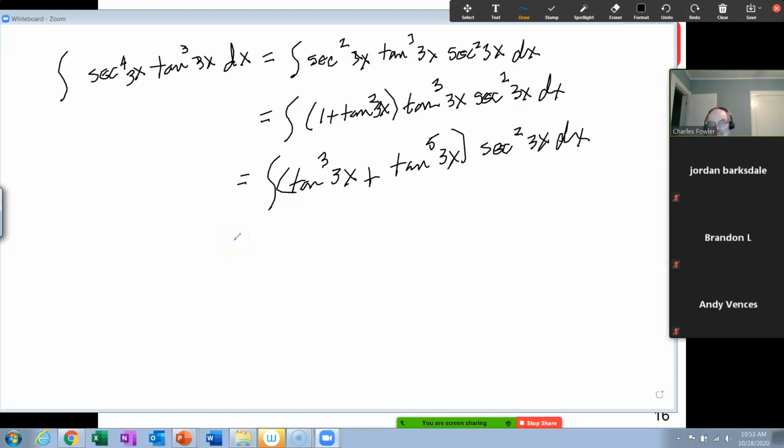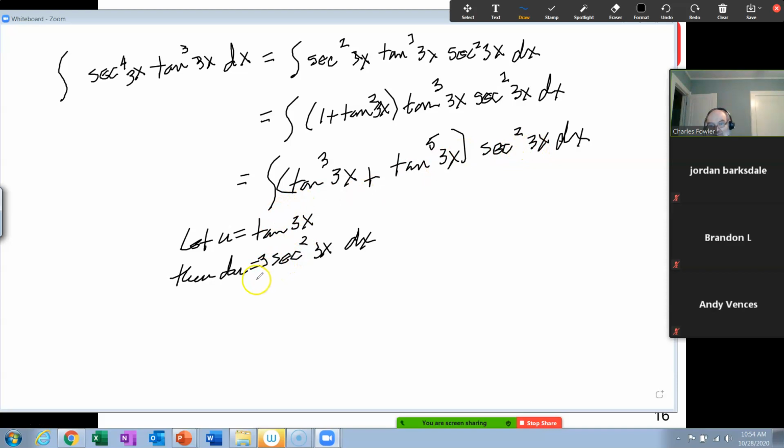I can't quite figure out the order I want to do them. So let's let u equal, and here's where I'm in a sort of a dilemma. Let's go on and do tangent 3x, okay? Tangent of 3x. Then du is going to be secant squared of 3x times 3 dx. Okay. Now, here we have a secant squared of 3x.